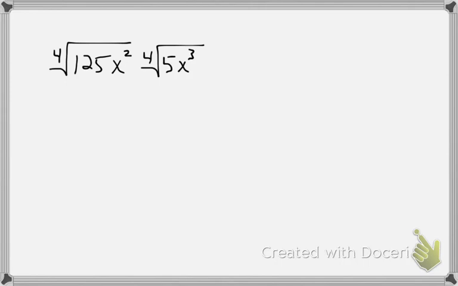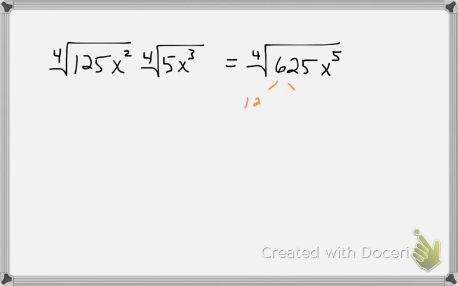If I have the 4th root of 125x squared times the 4th root of 5x cubed, right? Multiply them together, and what do we get? 4th root, 625, x to the 5th. You guys agree? Is everybody okay with that? But does this simplify? Yeah. The last one didn't. This one will. Right?